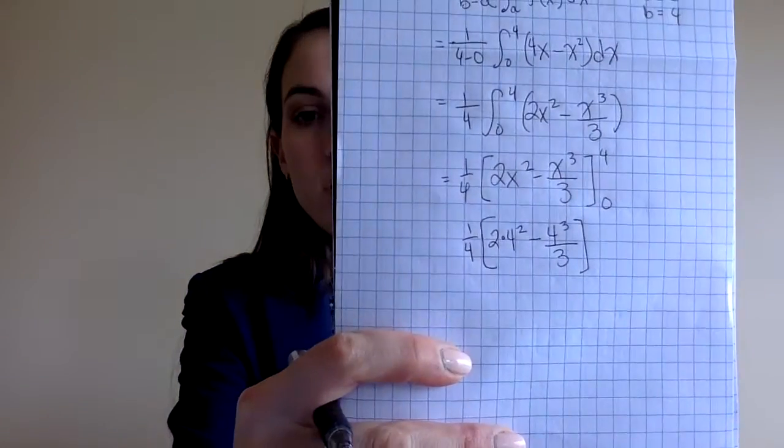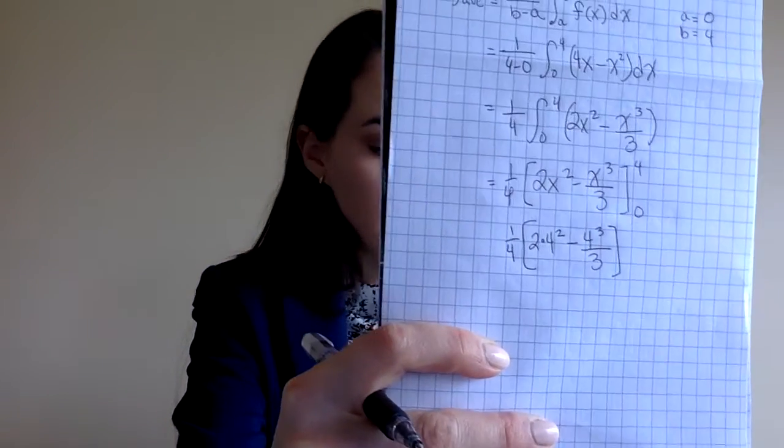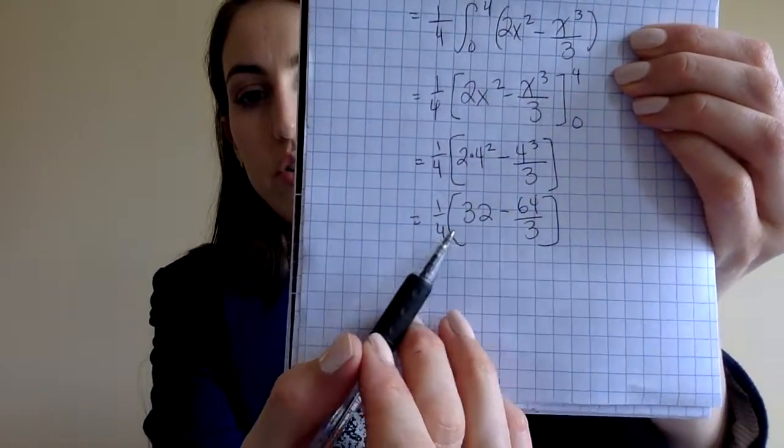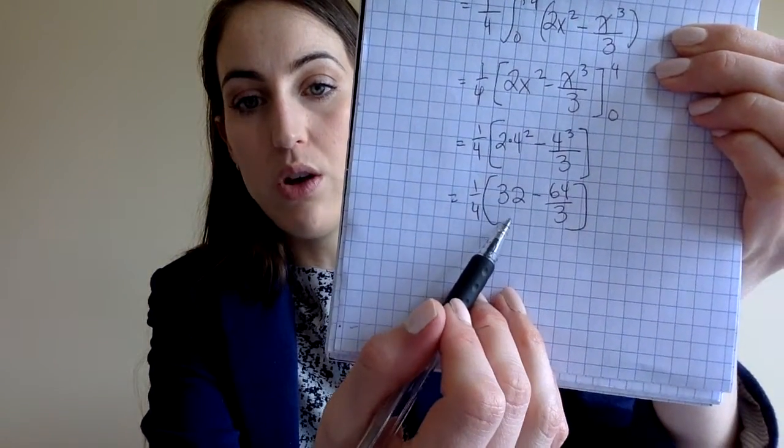Okay, so we've got 2 times 4 squared minus 4 cubed over 3, and all of that is times 1/4. That's 2 times 16, so 32, and then we have minus 4 cubed, which is 64, over 3, and now we need a common denominator. We have 32 and we want to subtract 64 thirds, so we need that to have a denominator of 3. So let's multiply that by 3 over 3, because that's the equivalent of 1. You can multiply anything by 1. And 32 times 3 is 96. So we now have 96 over 3 minus 64 over 3.